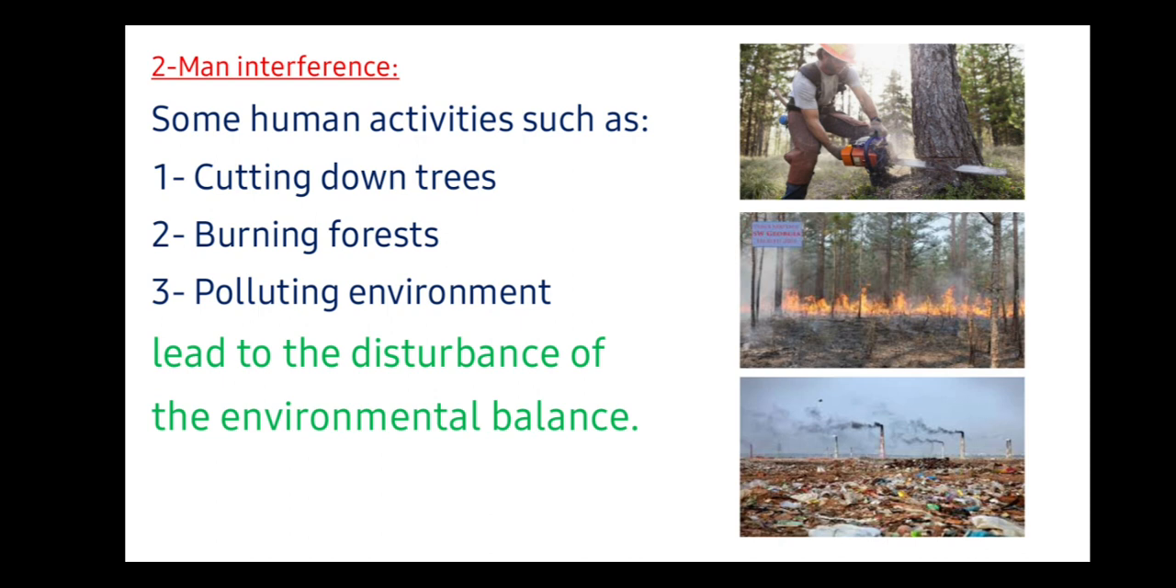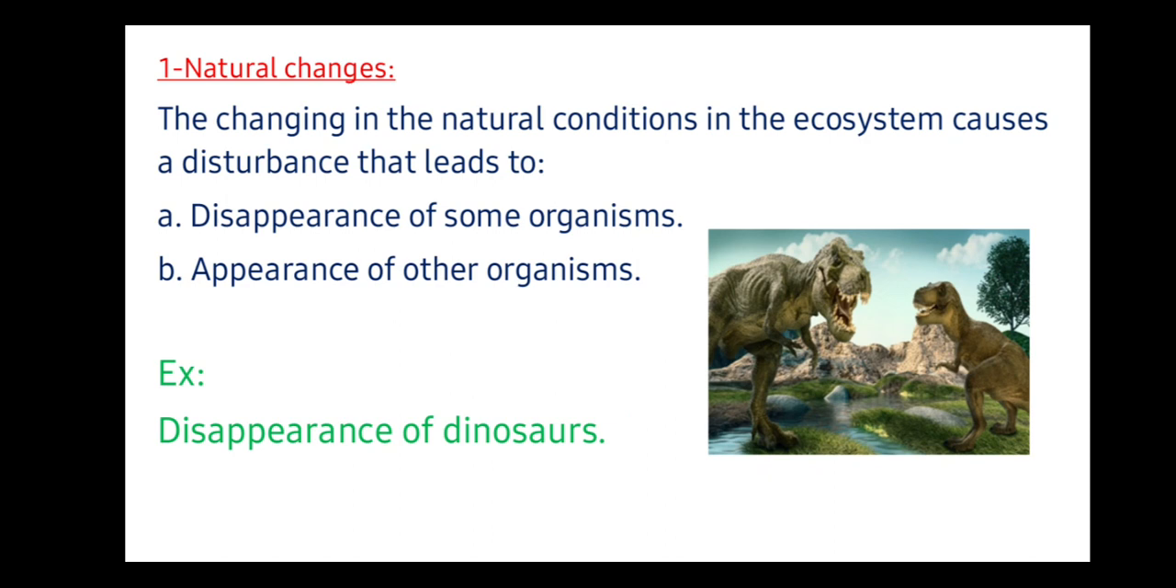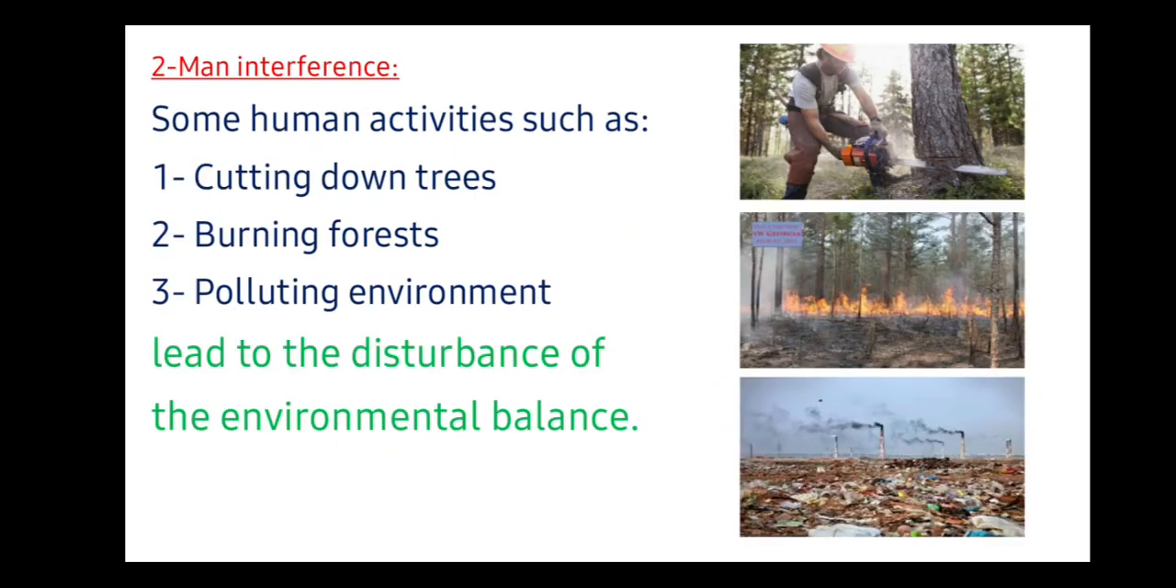So when I ask you what are the factors that harm the environmental balance, number 1, natural changes. Natural change means a change of the conditions in the ecosystem. Number 2, the human activities or man interference.